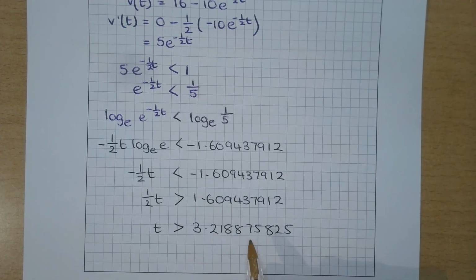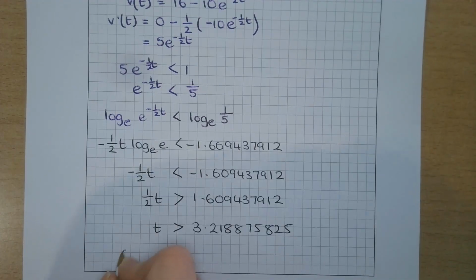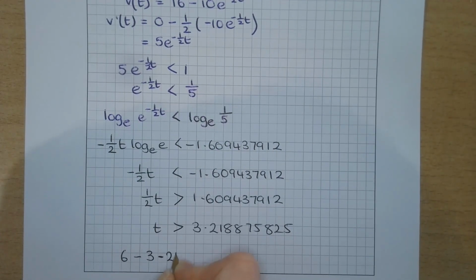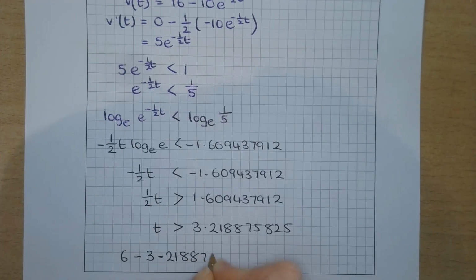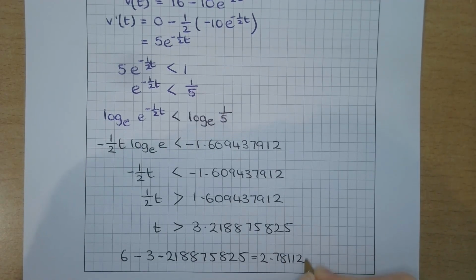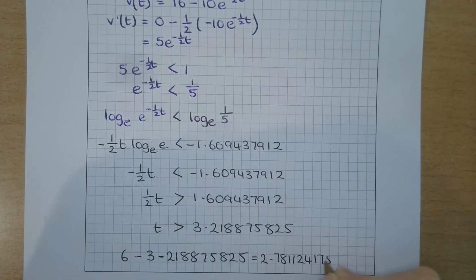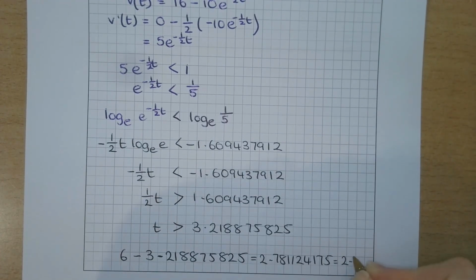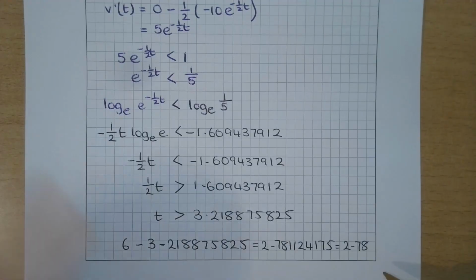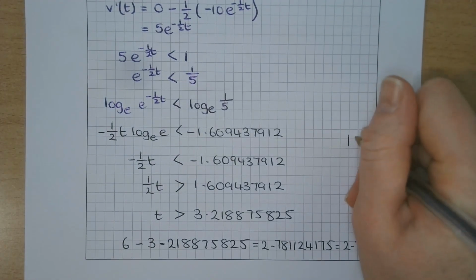So what we need to do is take the 6 seconds minus that, and that gives us 2.781124175, so 2.78 seconds. So that's the length of time for which the acceleration is less than 1 meter per second squared. Well, that question was worth 10 marks.